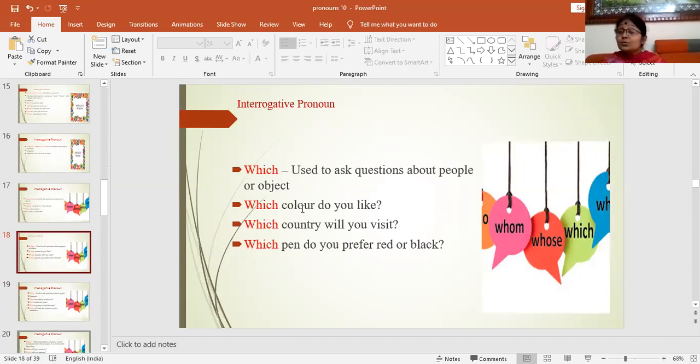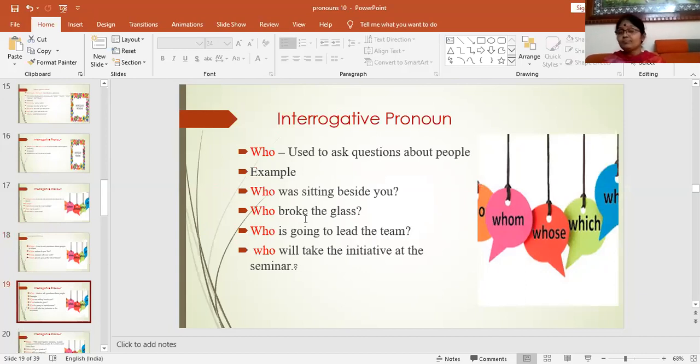Which color do you like? Which country will you visit? Which pen do you prefer, red or black? So in this way, we can use our interrogative pronoun which, right? It is also used like what for both people and objects. Now let us go to the next one, who.